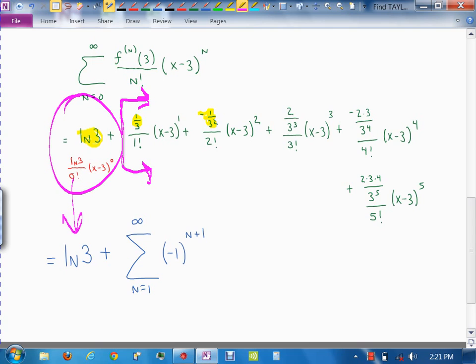Okay, then next part. To me, the easiest thing that I see right now is the bottom is n factorial. Because that's 1 factorial, then 2 factorial, then 3 factorial. So I'm going to put over here 1 over n factorial. Everyone agree with that? What's the next easiest thing that you see? The x minus 3 is to the n power.